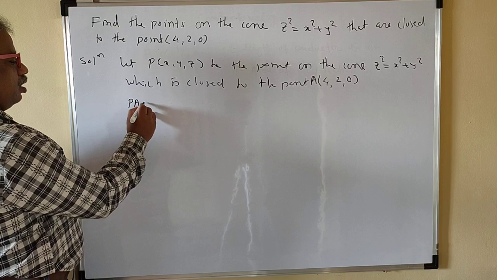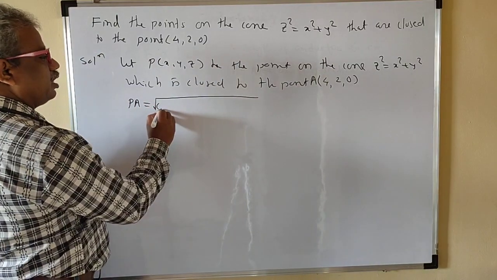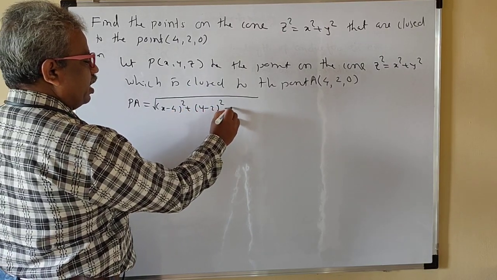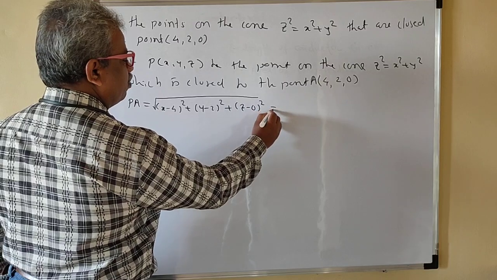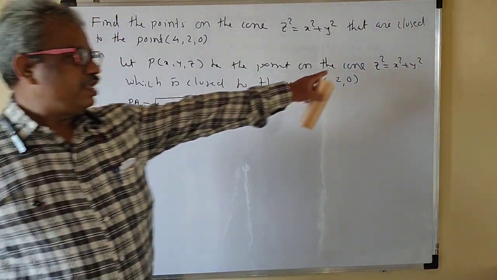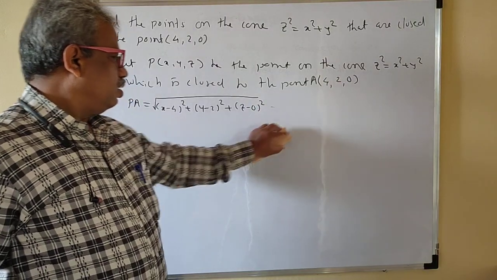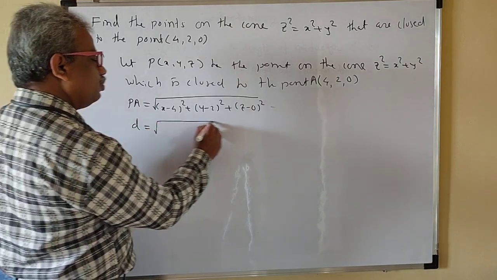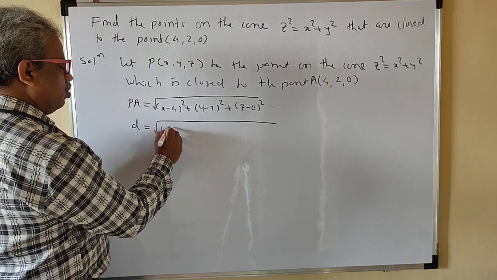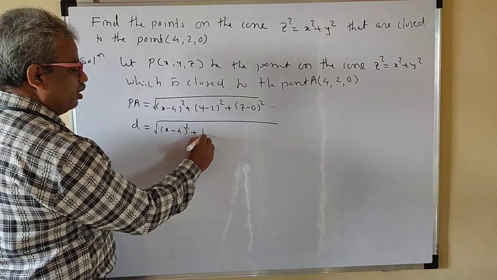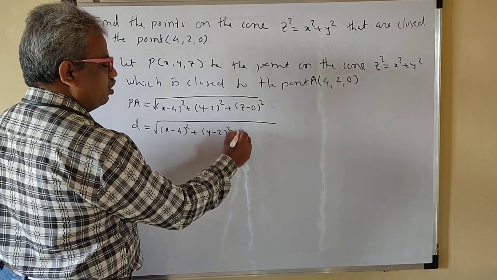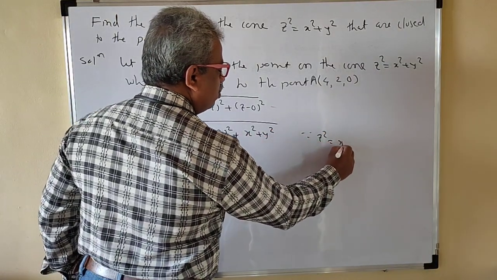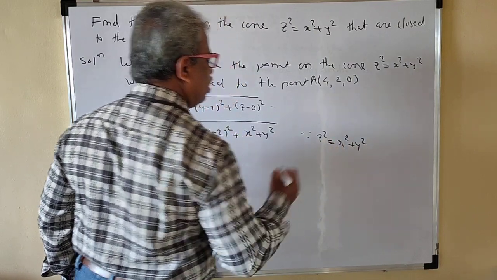So the distance PA is equal to root of (x minus 4) whole square plus (y minus 2) whole square plus (z minus 0) whole square. Right? So we have z square is equal to x square plus y square. We'll write this distance as d is equal to root of, now this is z square, right? So I have to convert this into two variables. So this is (y minus 2) whole square, and your z square is what? x square plus y square, since z square is equal to x square plus y square. Okay, so I'll put that.